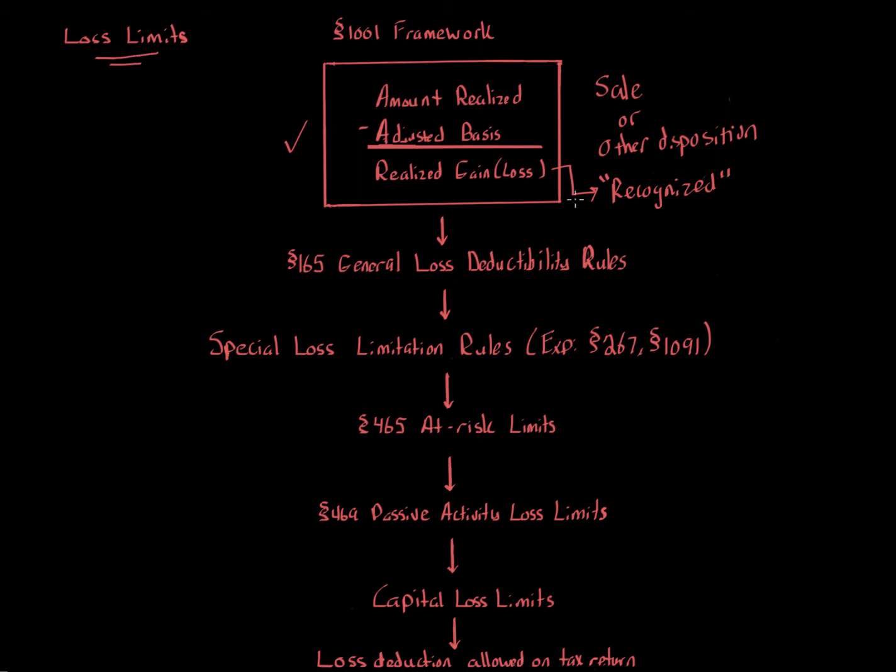So the first stop on whether the recognized loss can be deducted. That's the key. We're asking, can we actually take this loss on a tax return as a benefit? Now, we first have to stop at section 165, which is the general loss deductibility rules. Under section 165, there's really three categories of activities, and based on those three activities is a general rule of whether a loss can be deducted. So the three are business, investment, and personal.